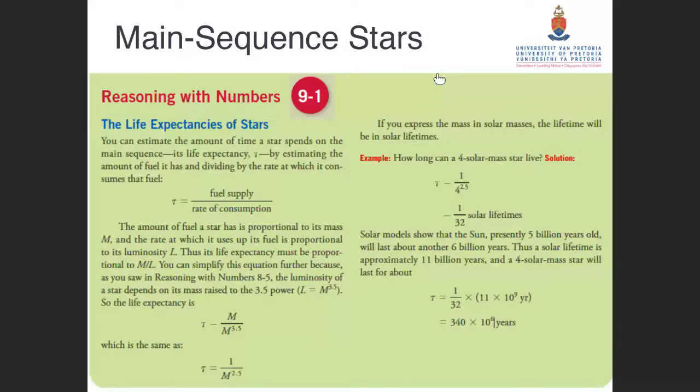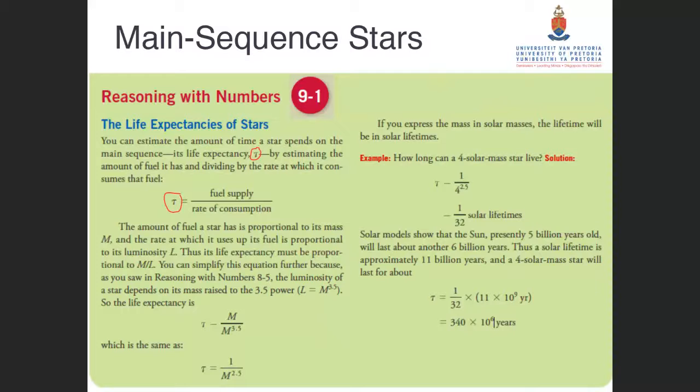So, reasoning with numbers. This is also a good example for tests and exams. The life expectancies of stars can be calculated. So you can estimate the amount of time a star spends on the main sequence, its life expectancy. We call that life expectancy tau, by estimating the amount of fuel it has and dividing by the rate at which it consumes the fuel. So tau equals fuel supply divided by rate of consumption.